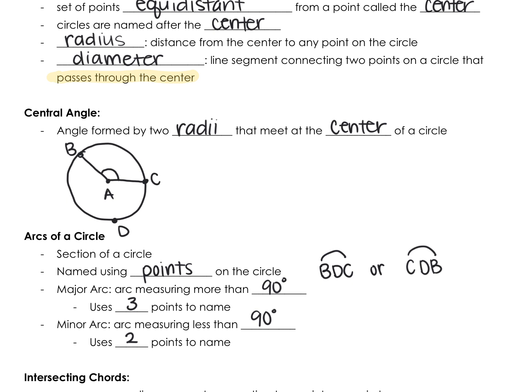For my minor arc, I only have to use 2 letters. So BC is my minor arc. It just goes from B to C. I can also name it as CB. Again, we'll talk more about angles and arcs later on in Module 4, but I do want to introduce them now.